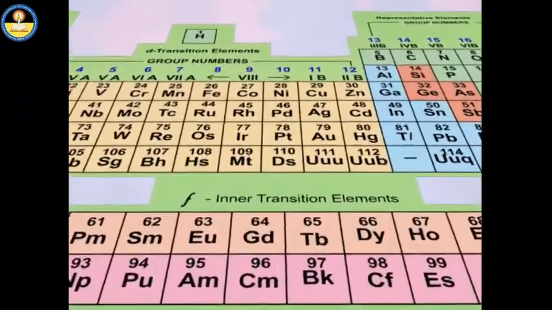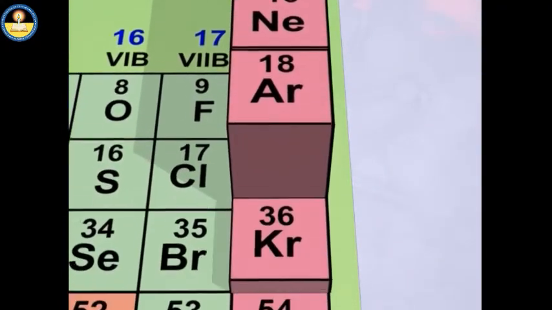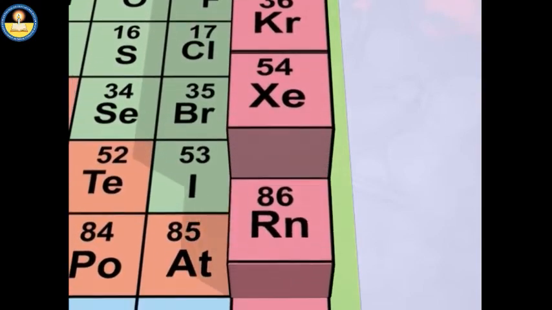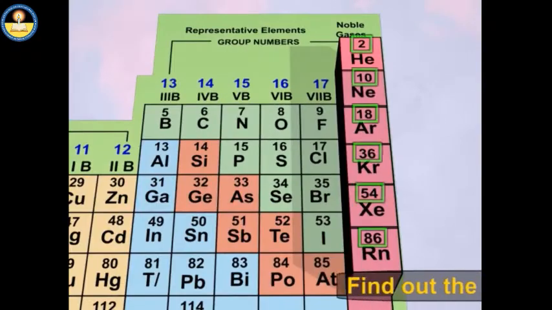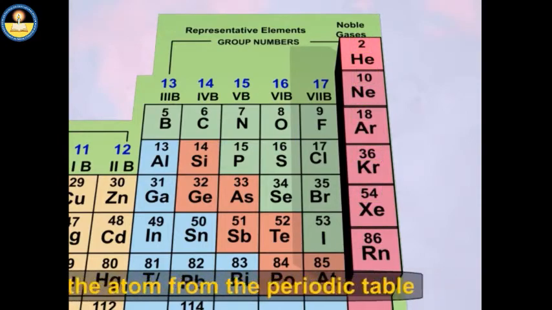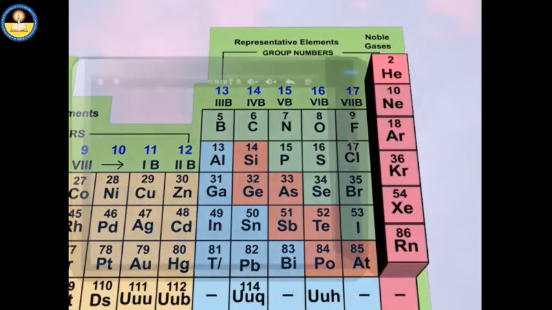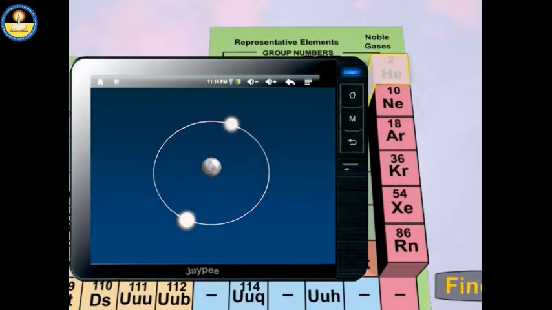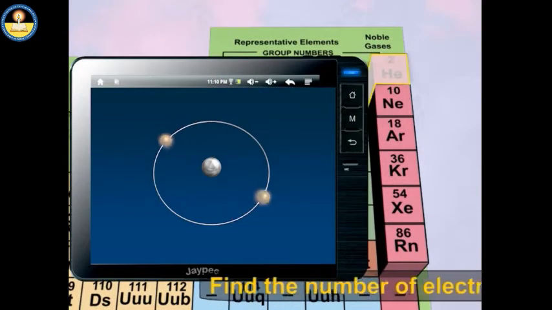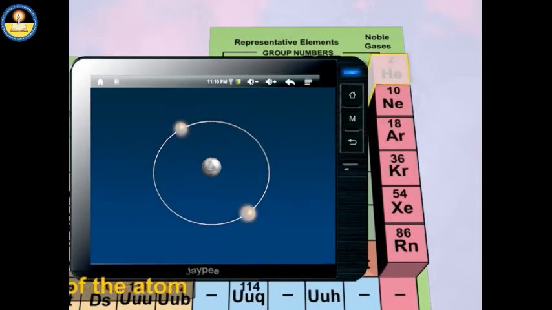To write the electronic arrangement of an atom, a few steps should be followed. First step is to find out the proton number of the atom from the periodic table. The second step is to find the number of electrons of the atom. For a neutral atom, the number of electrons is the same as the number of protons.